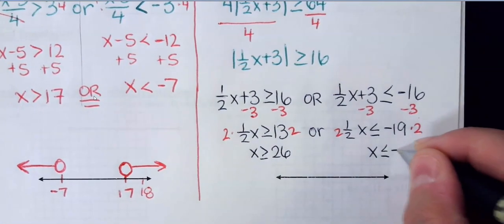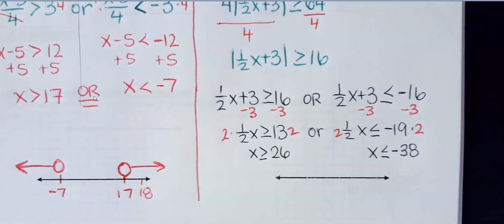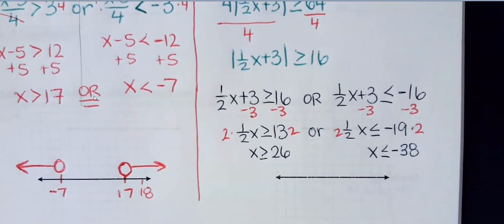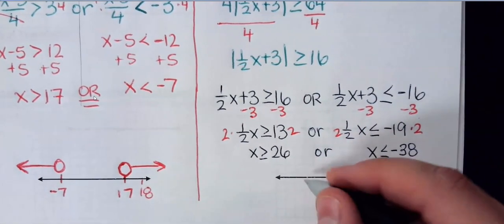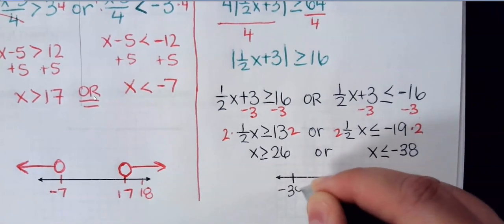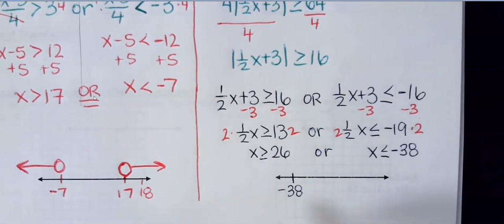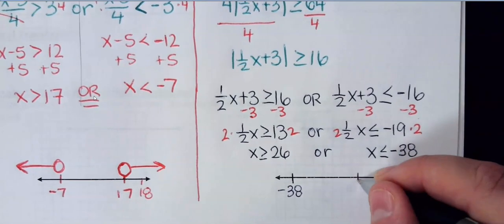It's okay to just go ahead and leave that. That would be 38, negative 38. Now, if you put this on the graph, these should point away from each other. All right, so I'm going to put the negative 38 somewhere on the left. It doesn't have to be perfectly spaced or anything like that. And the positive 26 should be somewhere to the right of that.